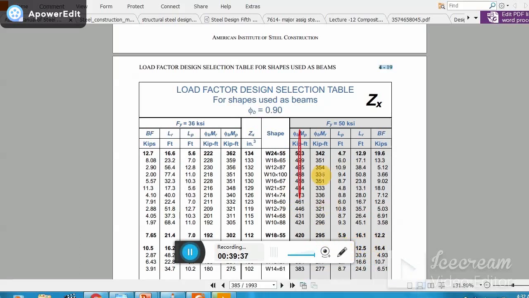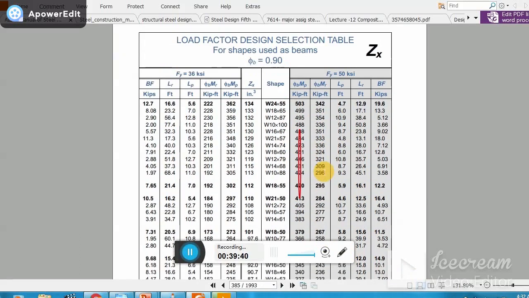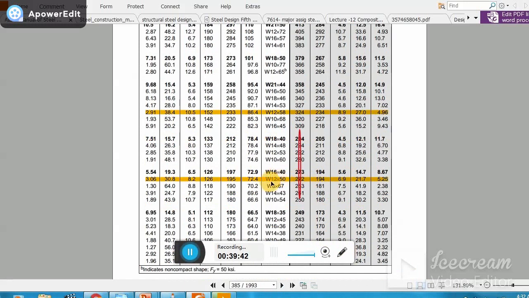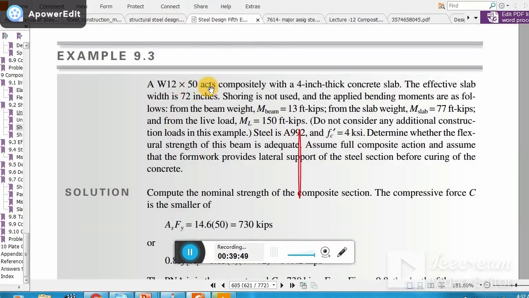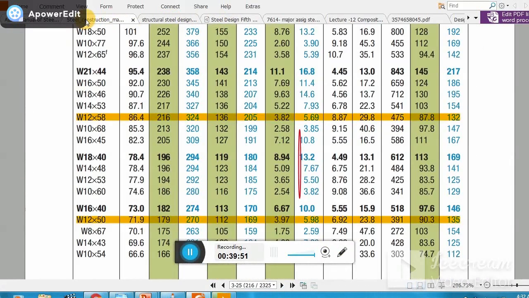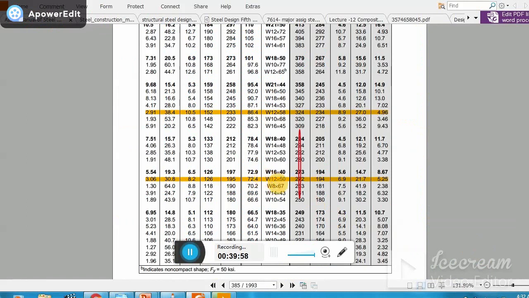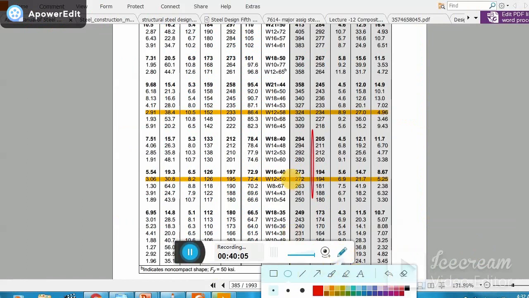Now going down, basically, you find your strength. Here we have the W12x50 section. Let me check. We have the W12x50 section, and its strength will be, not this one, here the W12x50 has a strength of 270. You see here, this one, right? This one, clear? 272.